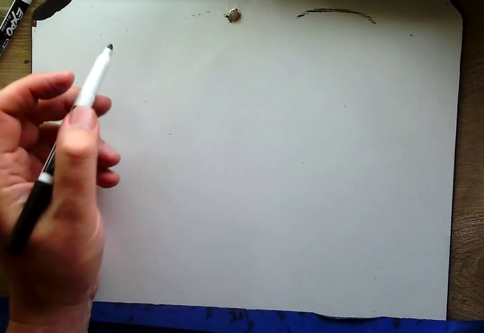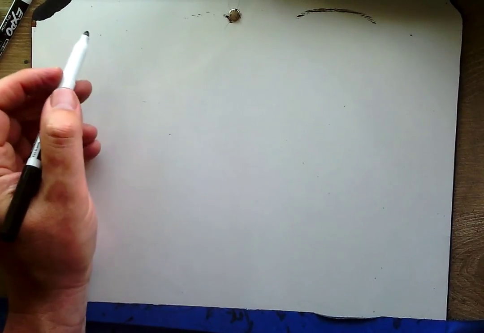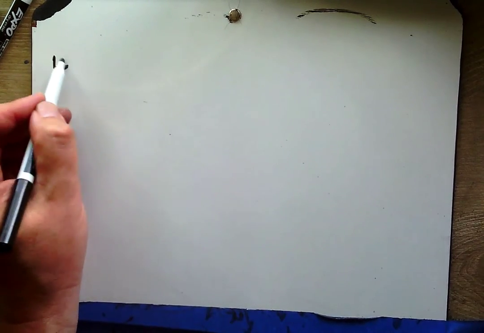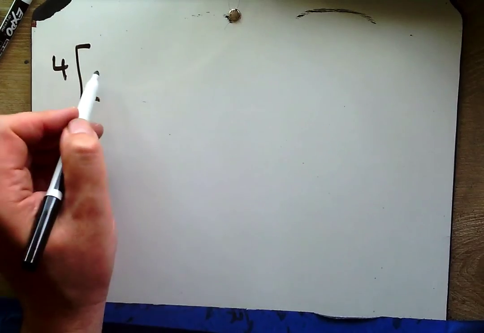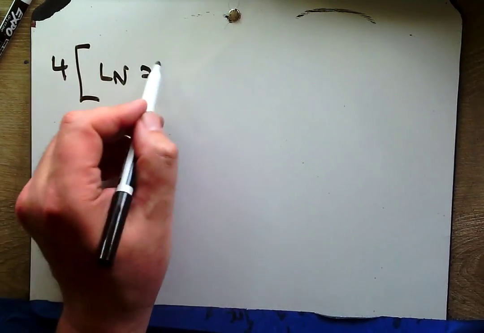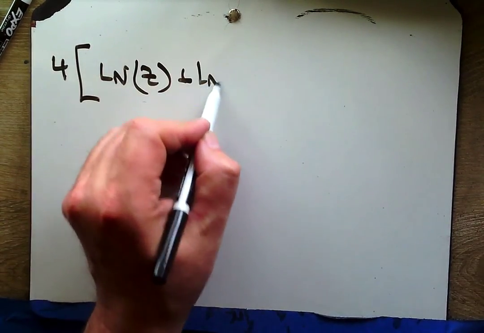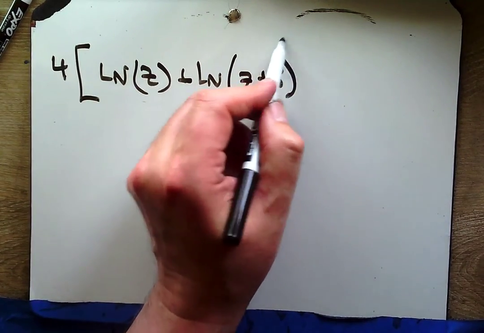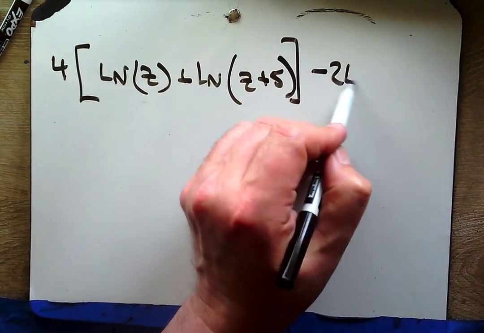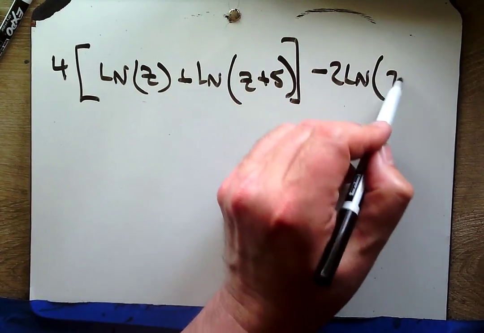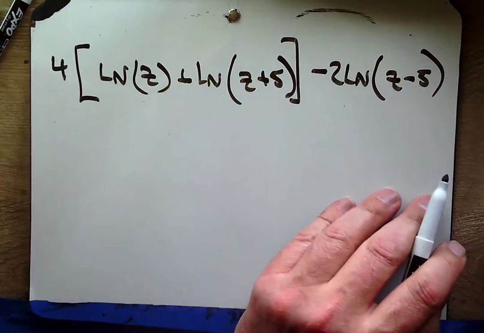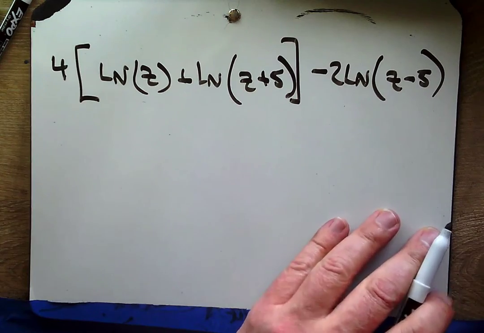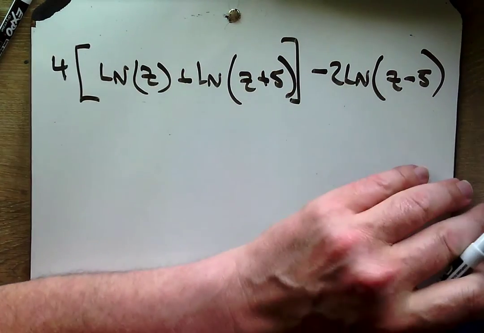All right. How about this one? Where'd it go? There it is. 4 ln z plus 5 minus 2 ln z minus 5. Wait, it should read: 4 ln of (z plus 5) minus 2 ln of (z minus 5). All right, that should keep you thinking for a minute or two.